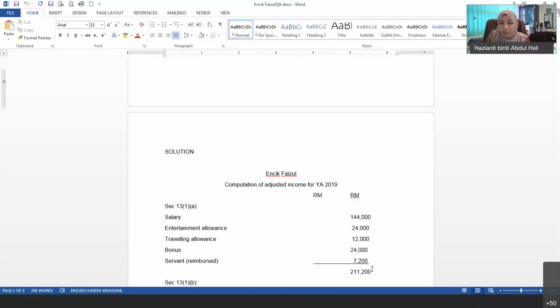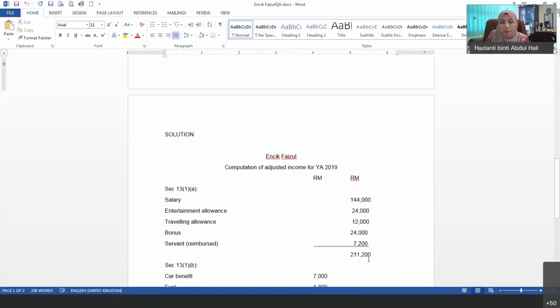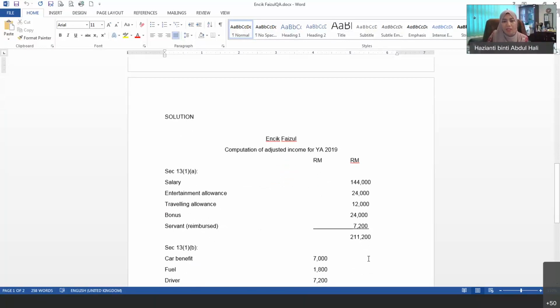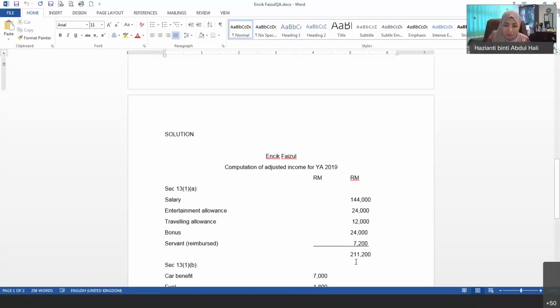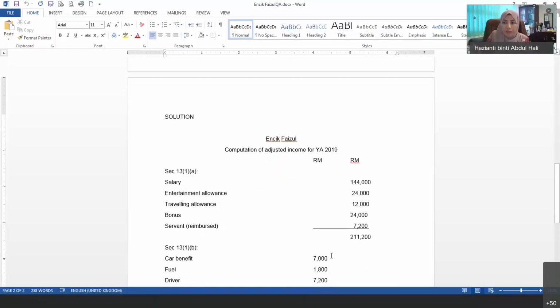Right, if you have no question for section 13.1a, keep that figure 211,200, and let's move on to section 13.1b. All right, car benefit, where did I get 7,000 and 1,800? Dalam table medium. Yes, so go back to your benefit in kind table. The car costing 160,000. The annual benefit would be 7,000 and the fuel would be 1,800.